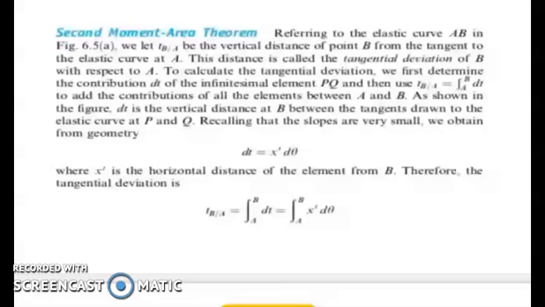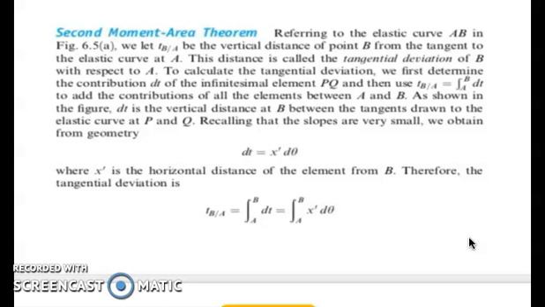For the second moment area theorem, we refer to the elastic curve AB in figure 6.5, wherein we let t of B over A be the vertical distance of point B from the tangent to the elastic curve at A. This distance is called the tangential deviation of B with respect to A. To calculate the tangential deviation, we first determine the contribution dt of the infinitesimal element PQ, and then use t of B over A equal to the integral of dt from A to B to add the contributions of all the elements between A and B.